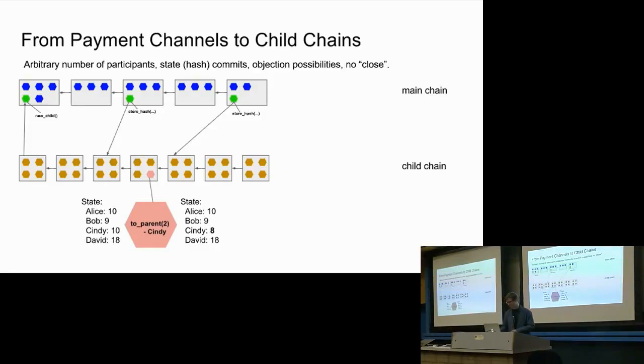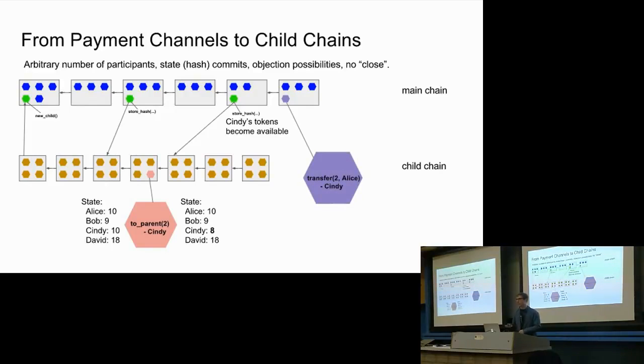What happens in the main chain? Then I'll finish answering the question. So we have this store hash function here, which means that the main chain can look into the history of the child chain and see this toParent transaction. So Cindy's tokens become available at this point. And this allows Cindy to actually spend these tokens.